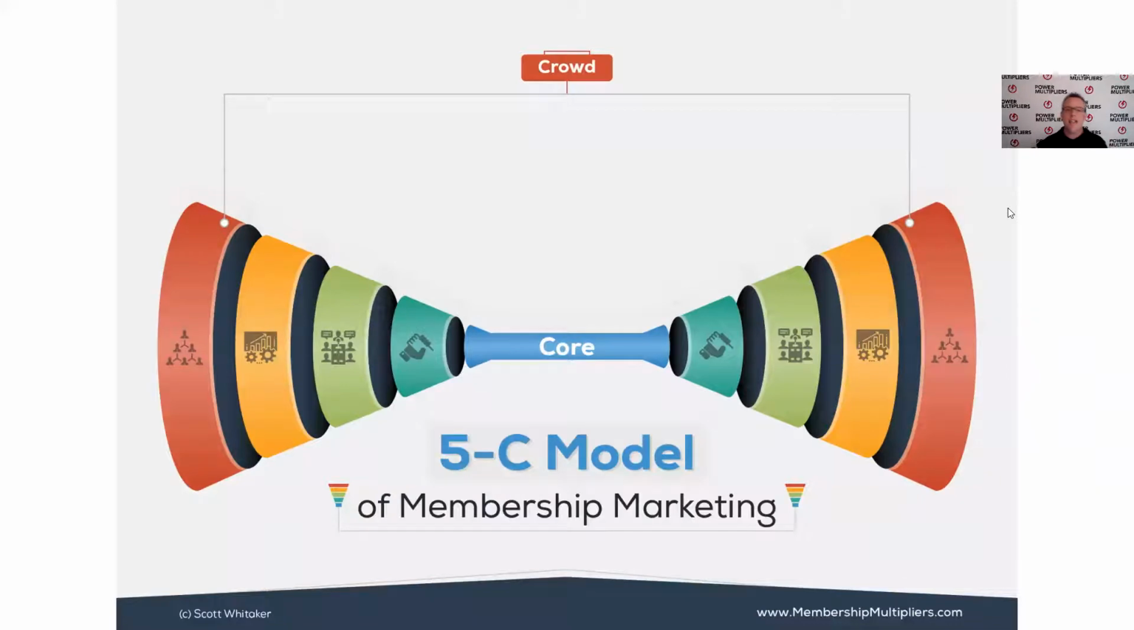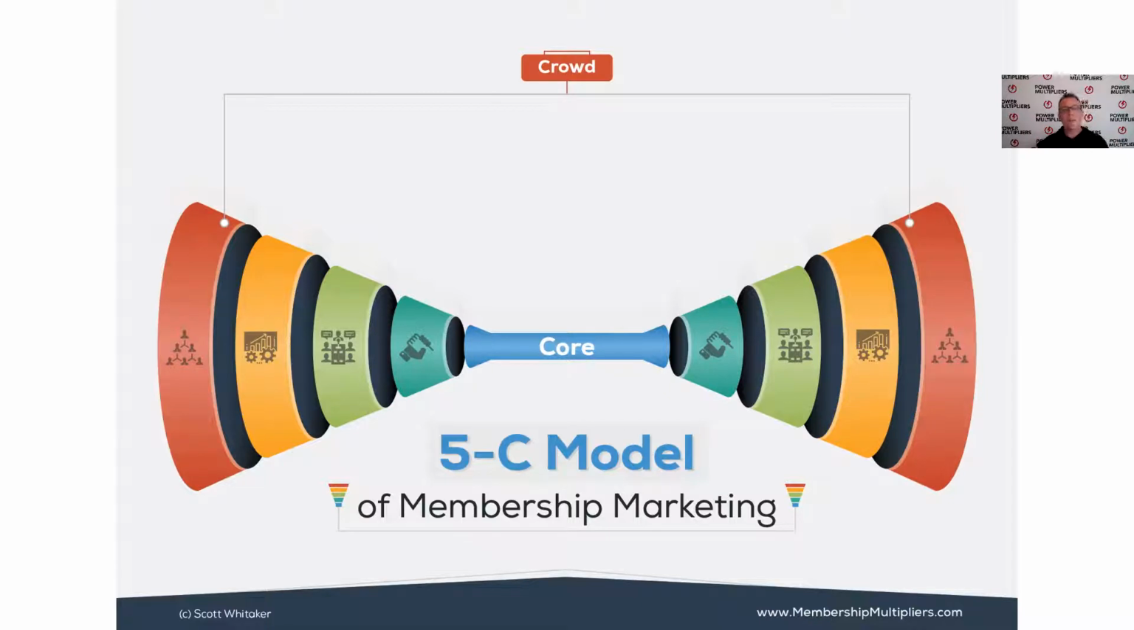The first C is the crowd. This is your audience. This is your crowd. This is everybody who would be in your niche, in your industry, in your realm, who would take hold of your membership. So I call that the crowd. This is everybody that you could eventually do marketing to, to invite them to be a part of your membership.